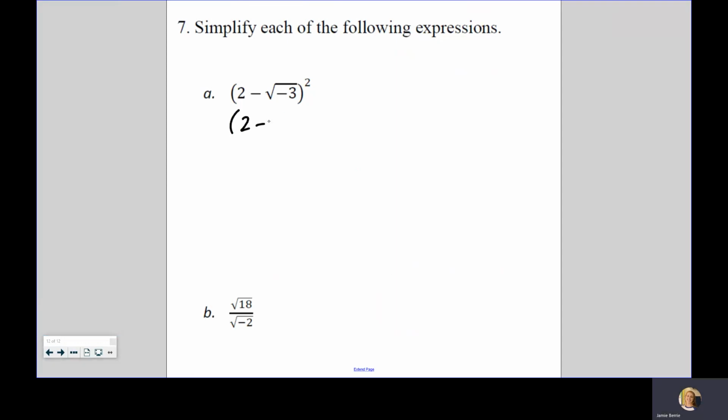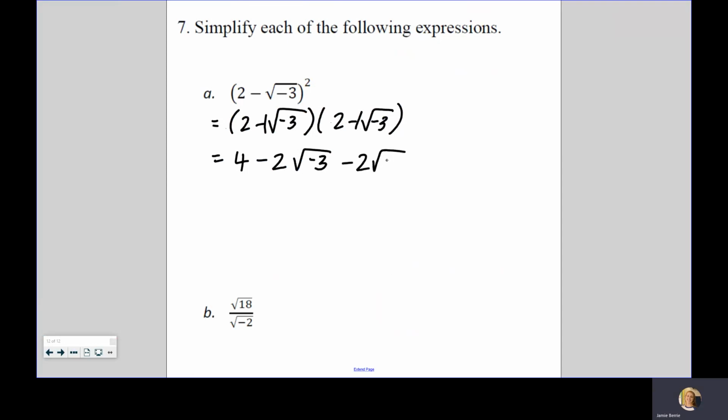So we're going to go ahead and FOIL that out. So write it out and then FOIL it. All right, so 2 times 2 is 4. 2 times negative square root of negative 3. So you can imagine you're doing 2 times negative 1. So that's negative 2 on the square root of negative 3. Then we have minus square root of negative 3 times 2 again. It's like multiplying negative 1 times 2. So negative 2 on the square root of negative 3.